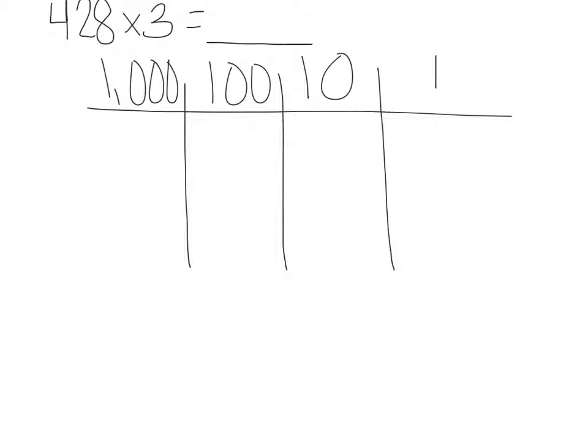Now, I am going to draw or build 428. So as I remember, 428, the 4 really is 4 hundreds. The 2 really stands for 2 tens. And the 8 is 8 ones.